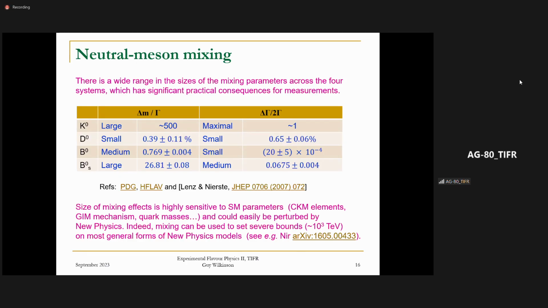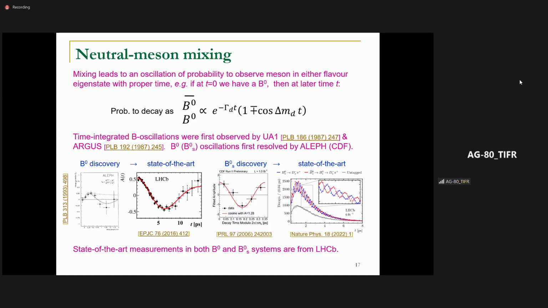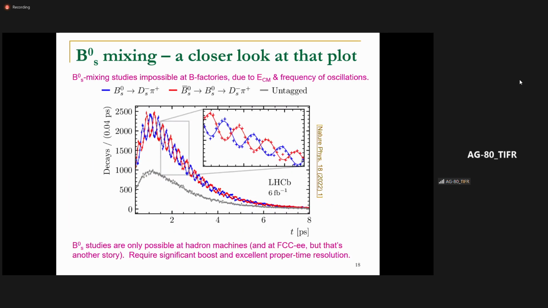Contrast that with Bs, where this delta M is big. So what you expect for Bs is that the oscillations are much more rapid. Therefore, they took longer to be seen and to be resolved. They were eventually resolved by the CDF experiment. Let me actually just take this plot and show it to you in more detail because it's clearer. So this is a beautiful recent plot of Bs oscillations as made by LHCb.